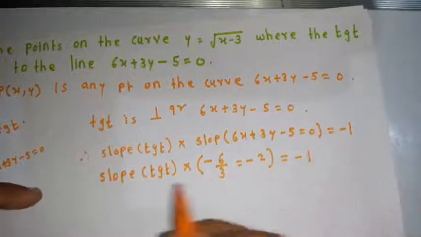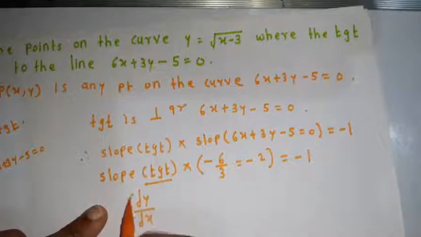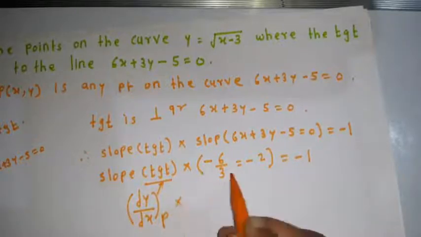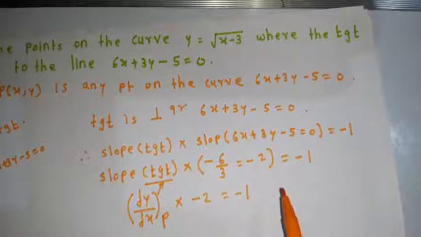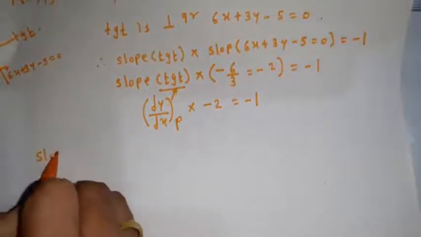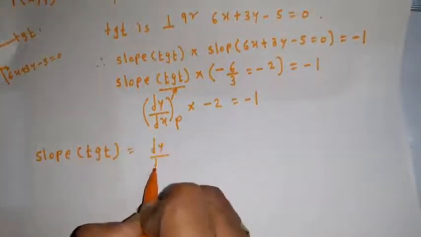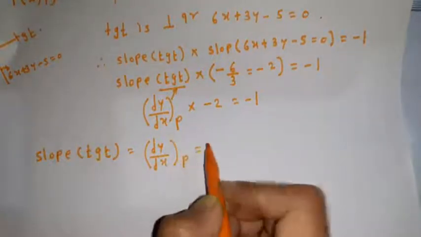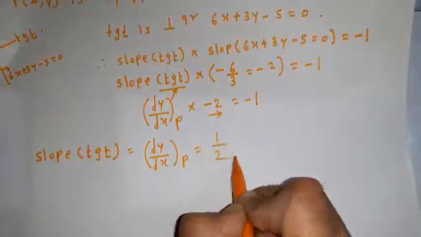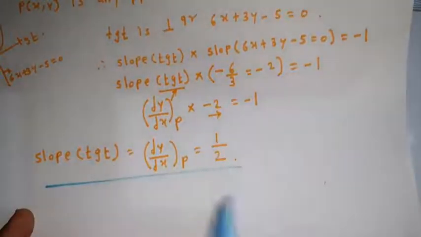We know that the slope of tangent is dy by dx at the point P. So dy by dx at the point P into minus 2 equals minus 1, and therefore the slope of tangent, dy by dx at the point P, is equal to, shifting this 2 to the other side, 1 upon 2. Hence the slope of tangent is 1 upon 2.